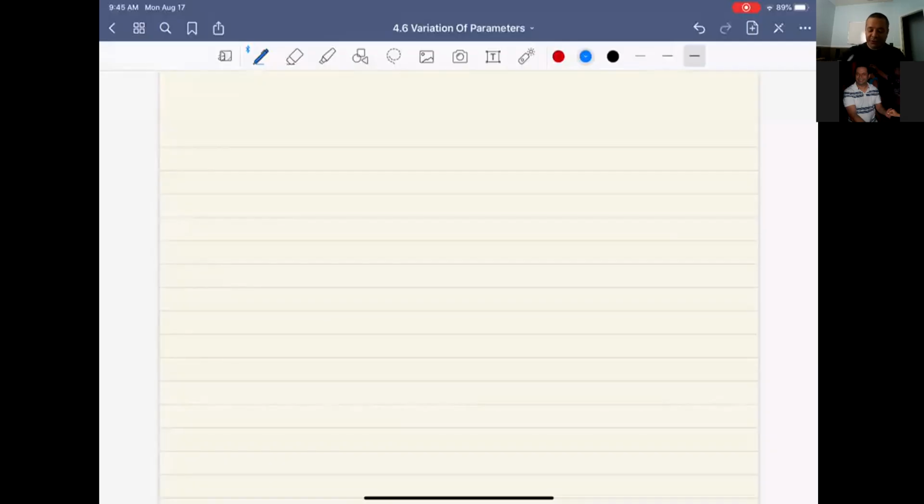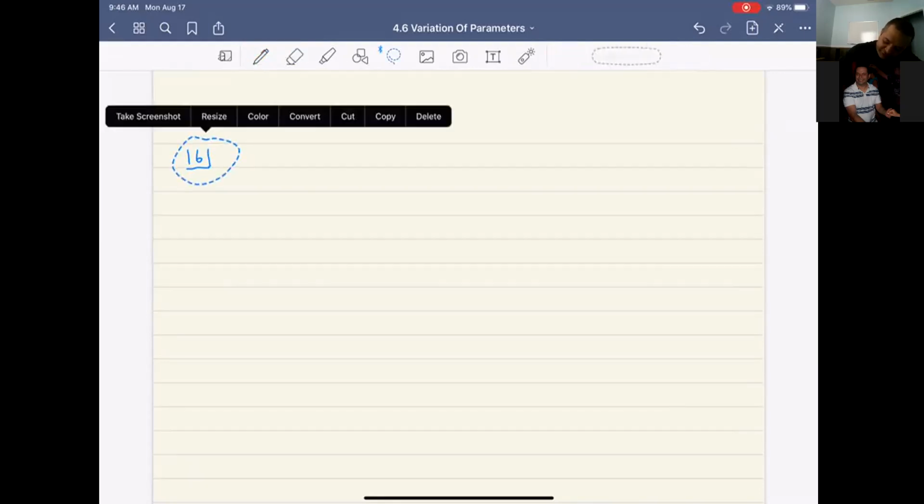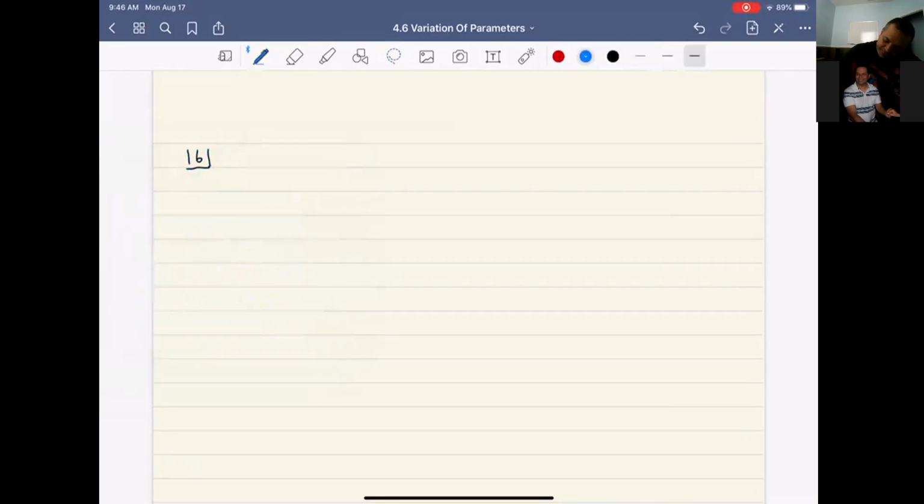All right, let's do another problem. Okay, so let's take number 16. And I like doing the question in a different color. So it's y double prime plus 5y prime plus 6y equals 18t squared. Okay, we're gonna go ahead and solve this one.